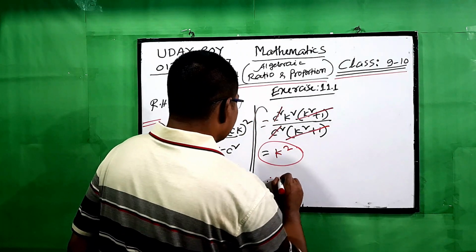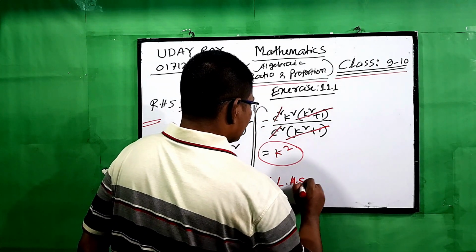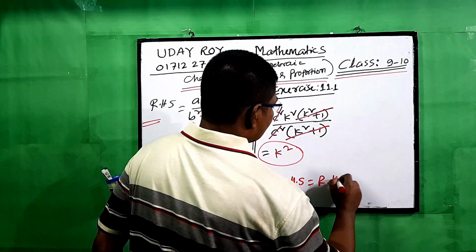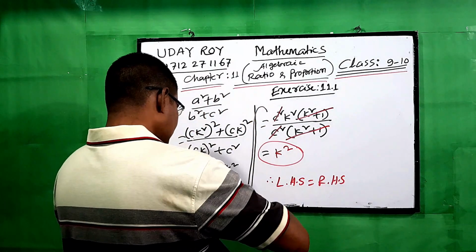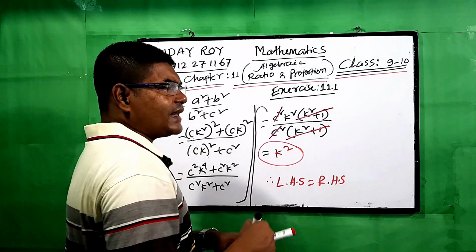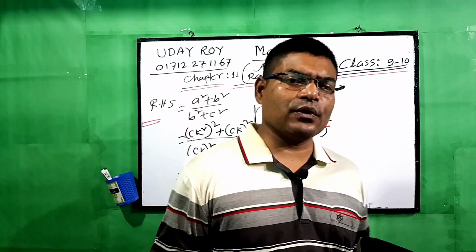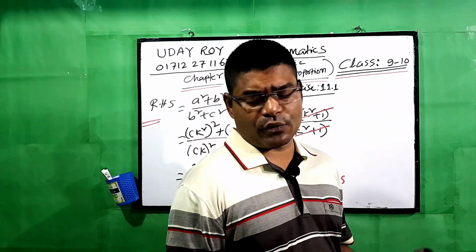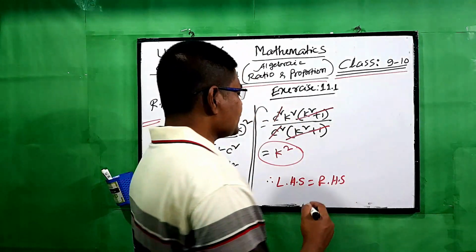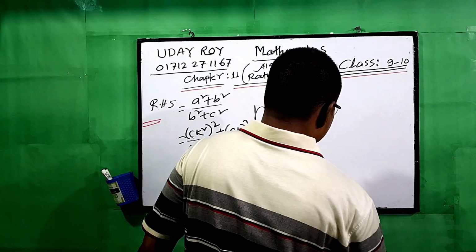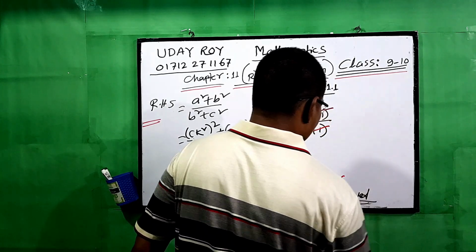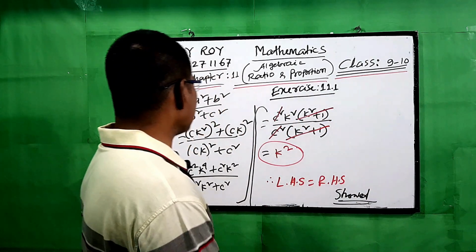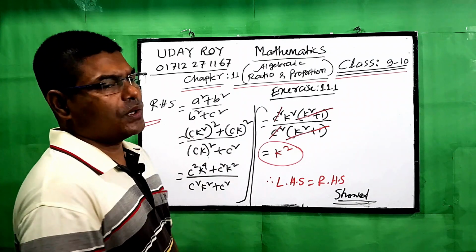Therefore we can write left hand side equal to right hand side. If you see "show that", you have to write "showed", and if you see "prove that", you have to write "proved", as you wish. So right, your maths number 1 is done.